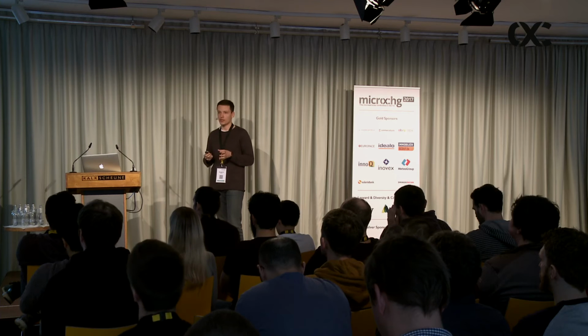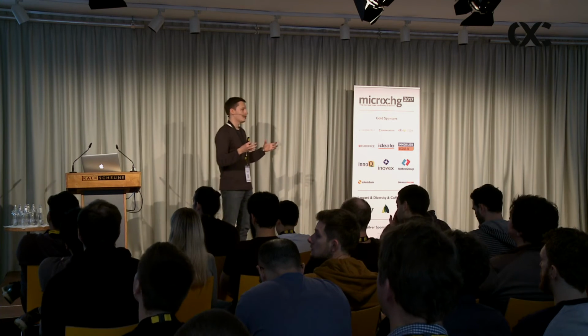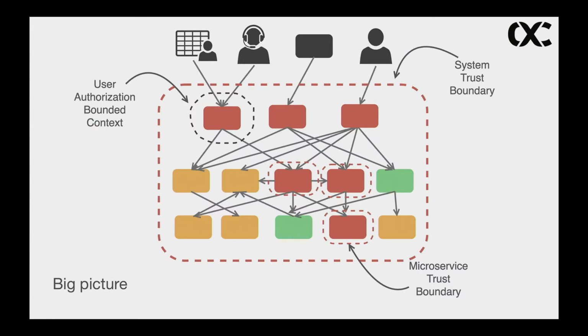So let's look once again at the big picture. What do we have? We have one big trust boundary around our system. We have different end users placing requests to our systems. So we have a backend for frontend for each different end user type. Every backend for frontend knows the best method to authenticate its client.